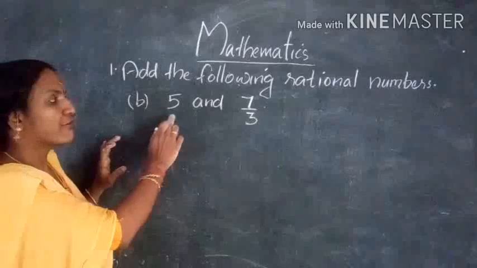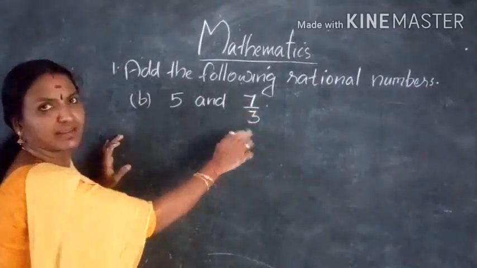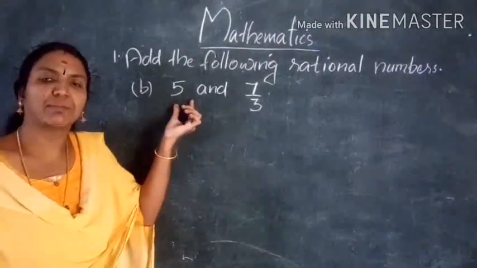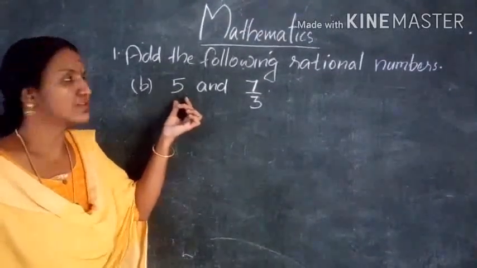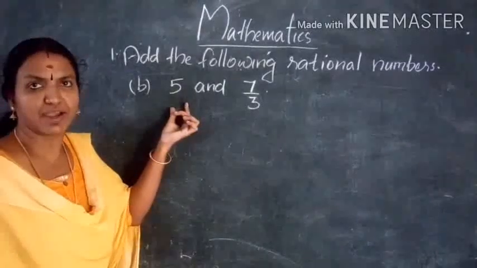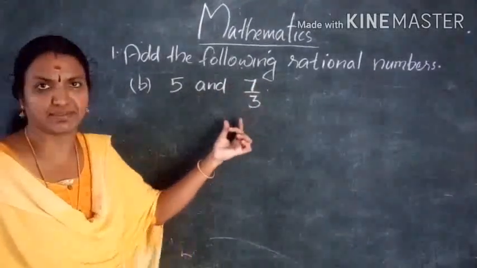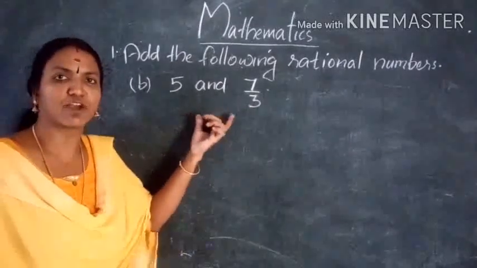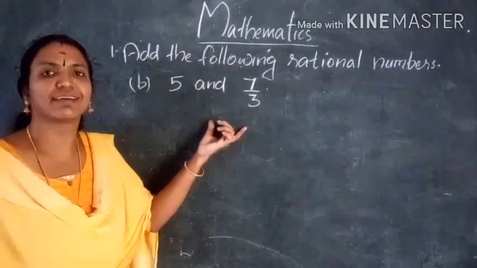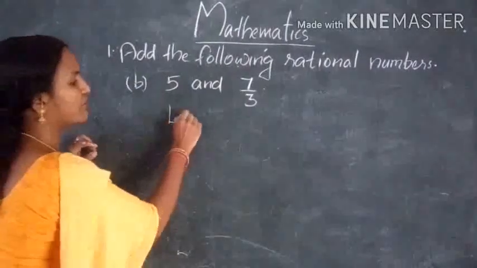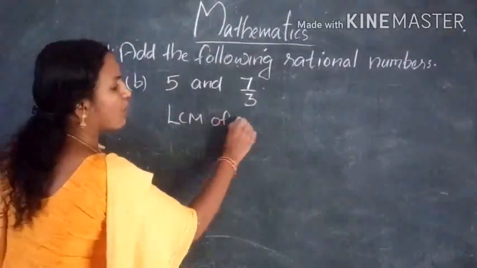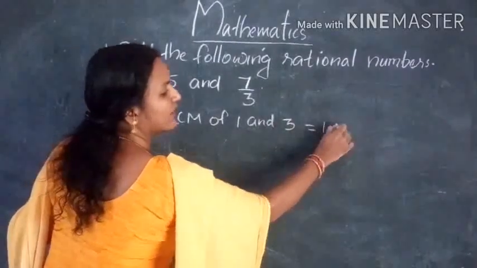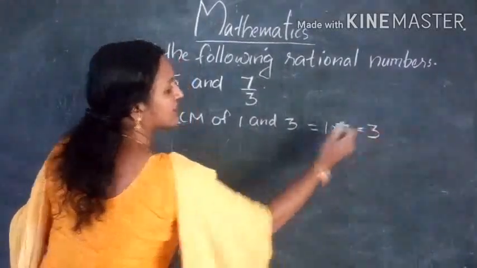Question number B, 5 and 7 by 3. Any number can be written as that number divided by 1, so 5 can be written as 5 by 1, and 7 by 3. We have to find the LCM of 1 and 3. What is the LCM of 1 and 3? The LCM of 1 and 3 is equal to 3.